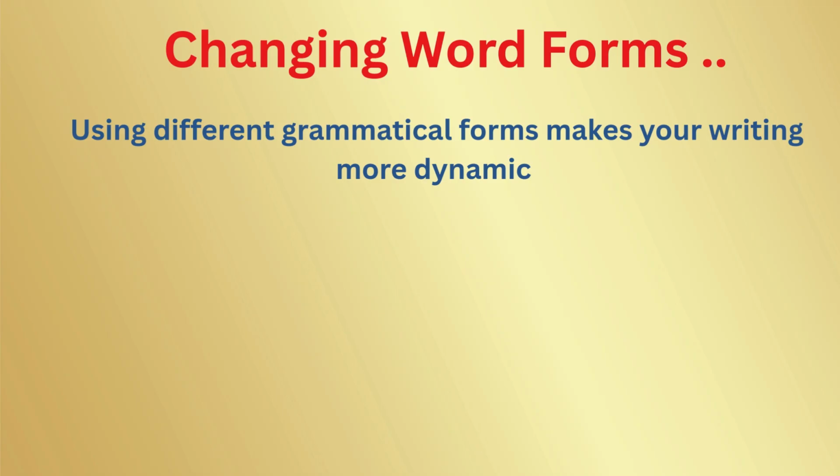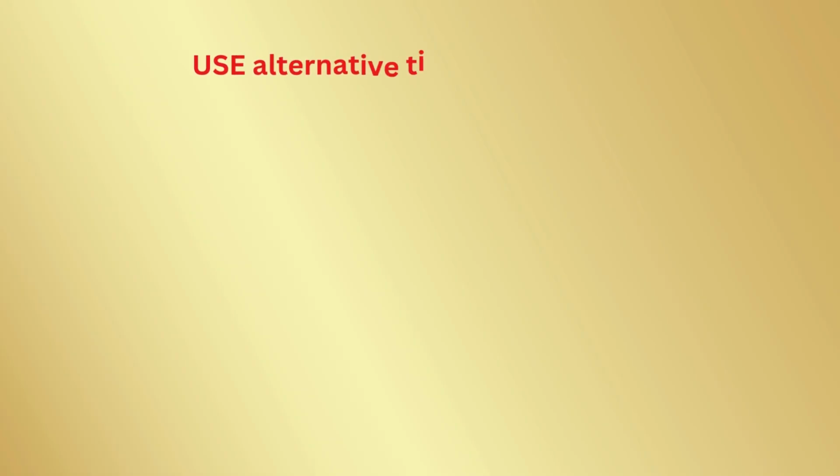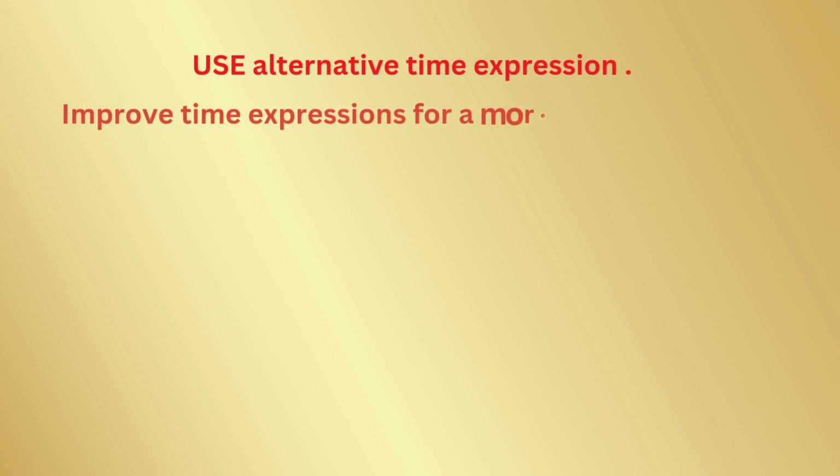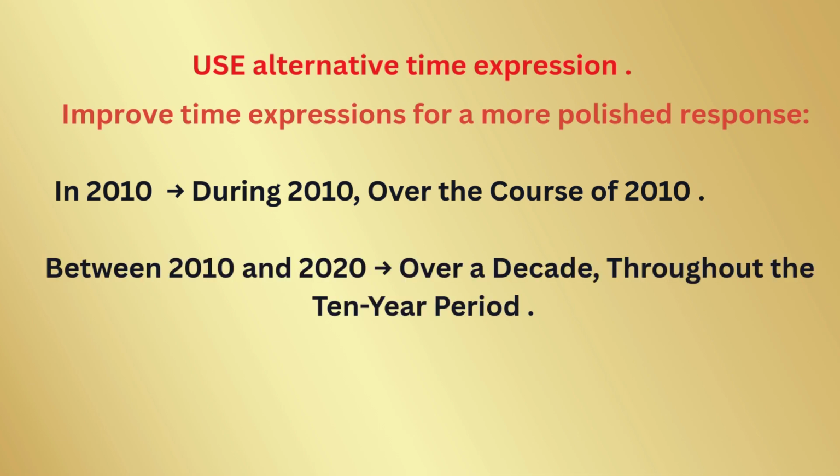Changing word forms: using different grammatical forms makes your writing more dynamic. Increase, an increase. Declining, a decline. Fluctuating, fluctuations. Use alternative time expressions. Improve time expressions for a more polished response. In 2010. During 2010, over the course of 2010.